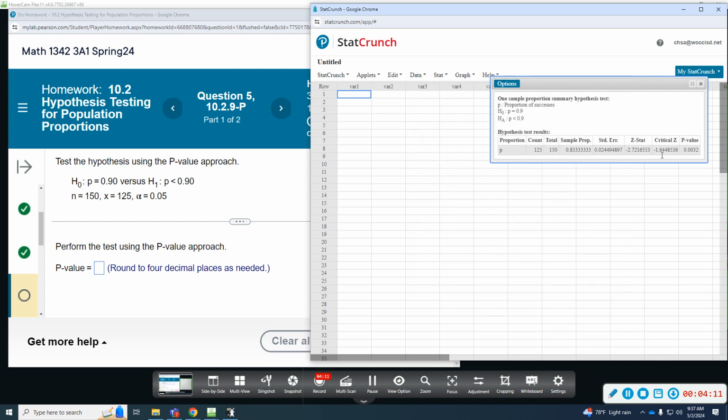It gives me my output. I can see that my p-value is 0.0032. We want to round to 4 decimal places, so I'm going to put 0.0032.